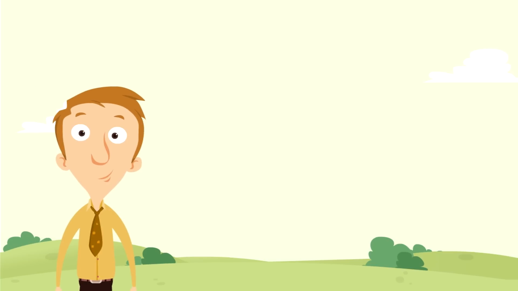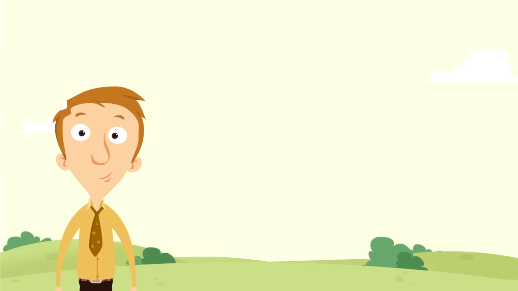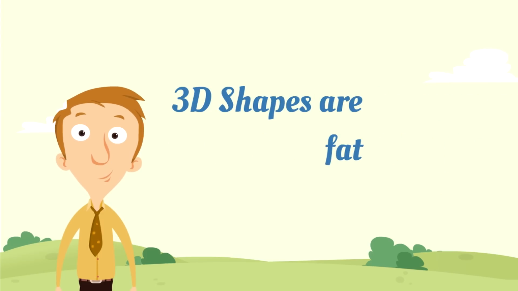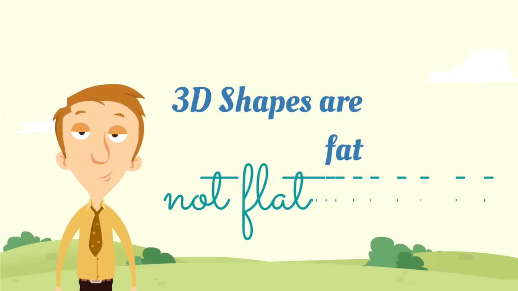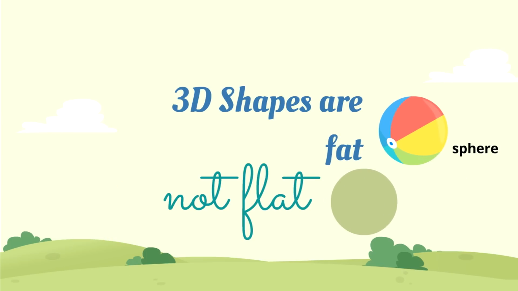So as we're starting out, it's important to remember what makes a 3D shape a 3D shape. There's an old rhyme that says 3D shapes are fat, not flat. And you can see that with the sphere, which is a 3D shape we're about to learn, and the circle. The circle is flat, but the sphere is 3D. It's 3-dimensional, and all the shapes are like that. So let's learn all these 3D shapes.